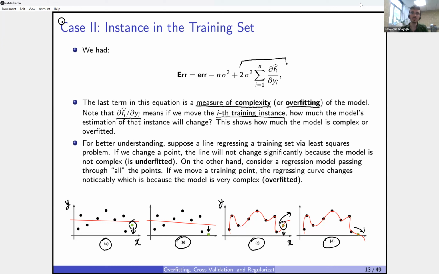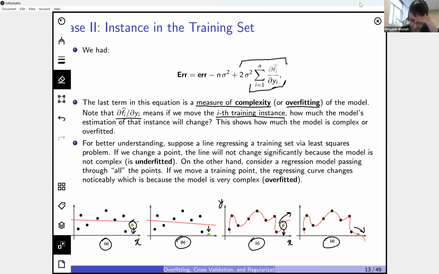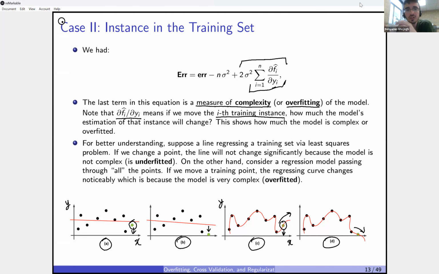Because in this complex model or overfitted model, the model wanted to pass through all of the data points. So it has to pass through this moved point too. Therefore, its behavior is completely changed here. So this shows this derivative. For figures A and B, this complexity, this derivative term is small. However, for figures C and D, this term is huge. Therefore, this term can be seen as a measure of complexity.